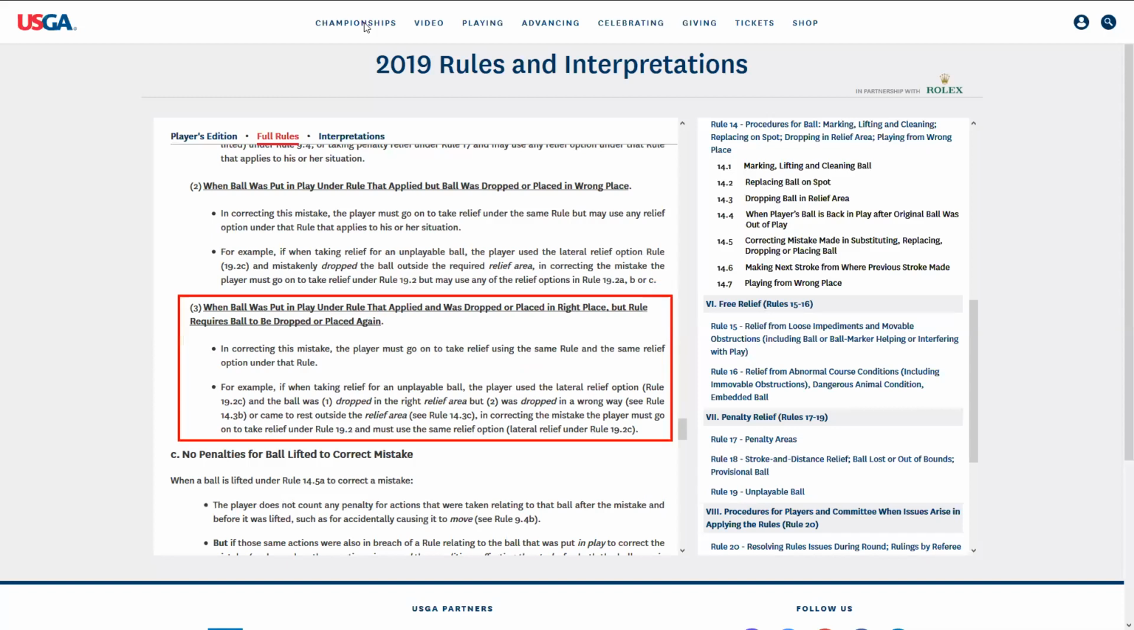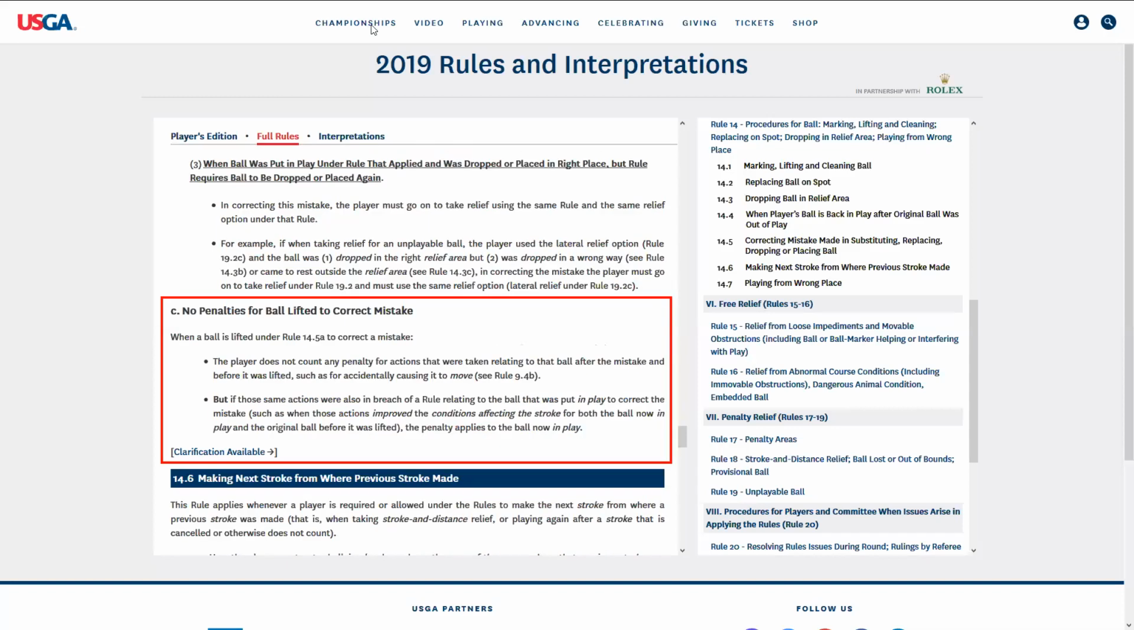And the last one says if you dropped it under the applicable rule and you dropped it in the right place, but you have to redrop it, as an example, it rolls out of that relief area, you have chosen the correct rule, you have chosen the correct relief option, so you have to continue under those 2. Pretty clever, the USGA on that one, wasn't it? I thought it was. 14.5c.